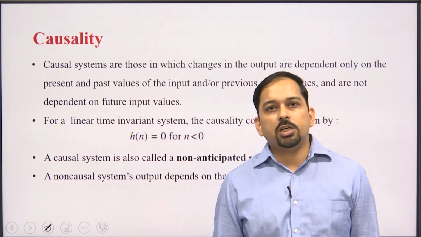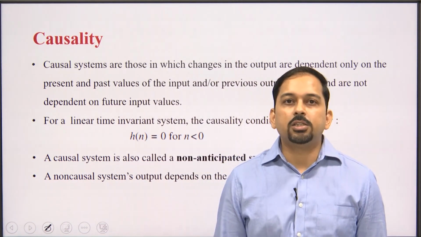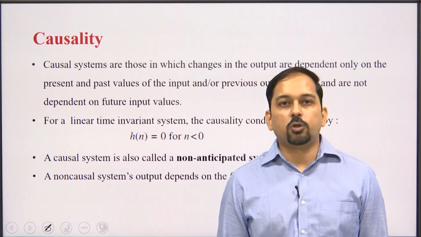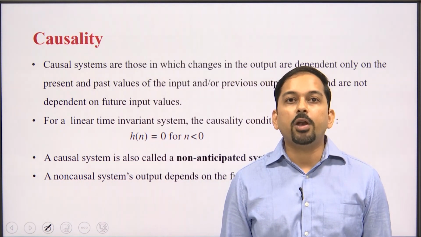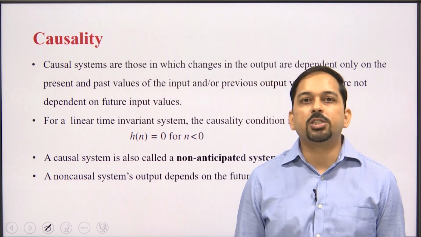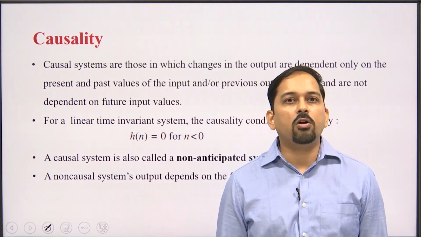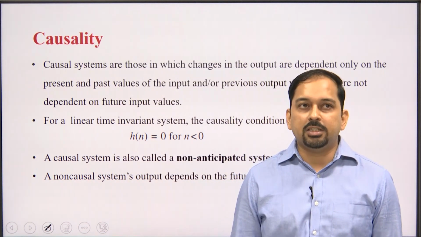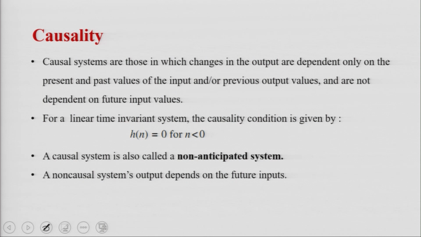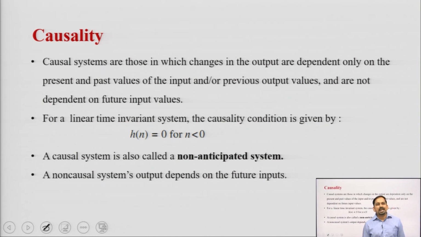A system is said to be causal if the present output depends on the present or the past values of input, and if the system depends upon any future value of the input signal, then the system is said to be non-causal. Causal systems are realizable, whereas non-causal systems are not physically realizable. To check causality, when a system is LTI, the impulse response h[n] is 0 for all n less than 0, meaning for all negative values of n the impulse response value is 0. That signifies that the system is causal.